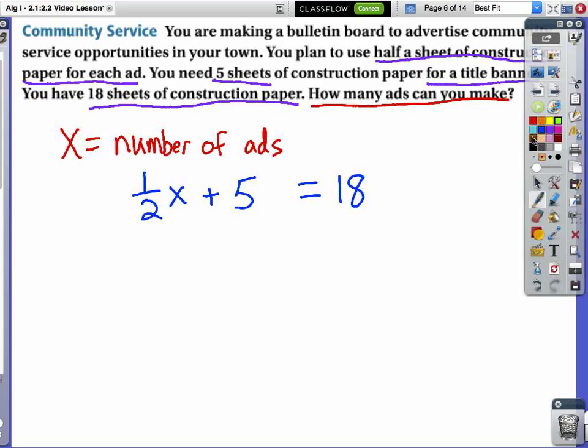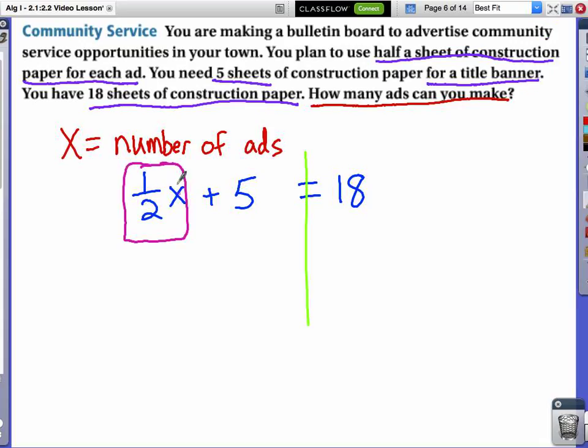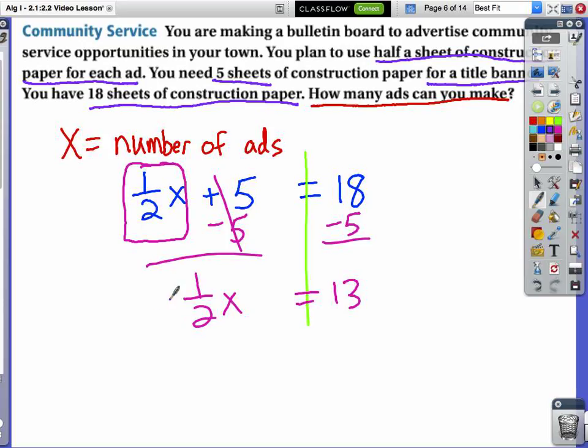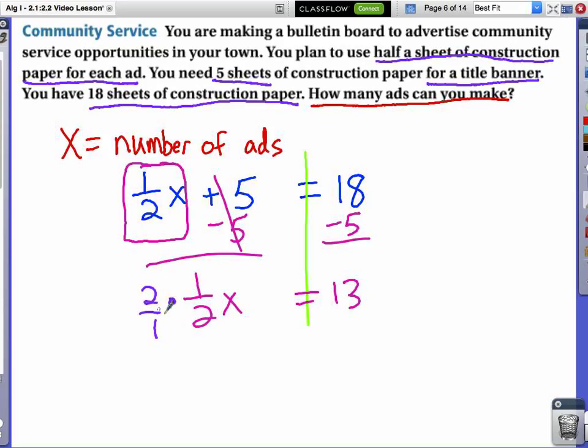So now again, anytime you solve an equation, you can put a line through that equal sign, and now we need to isolate x. Notice, to get this by itself, you have to get rid of a plus 5. So we're going to subtract 5 from each side. Now we have 1/2 x equals 13. And then to undo a fraction, we multiply by its reciprocal. So this one, the reciprocal is 2/1. What we do to one side, you have to do the exact same thing to the other. So the 2's cross out, we're left with x equals 13 times 2, 26. And if we want to put a label, 26 ads.